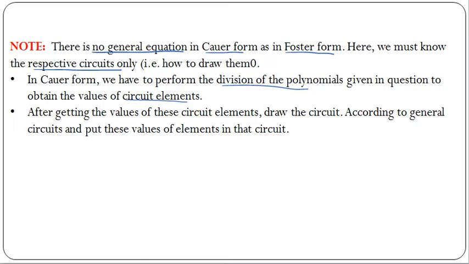Once we get the values of the circuit elements, we will substitute those values in the general circuit we had drawn. So after getting the values of these circuit elements, draw the general circuit, and according to the general circuit put these values of the elements in that circuit. So this is a simple process for the Cauer form.